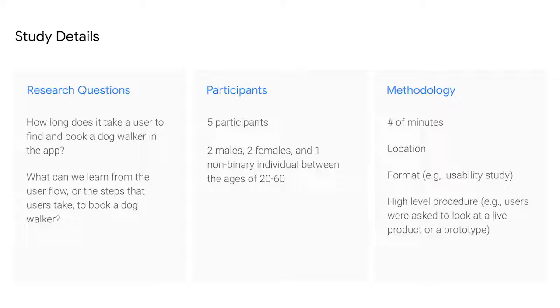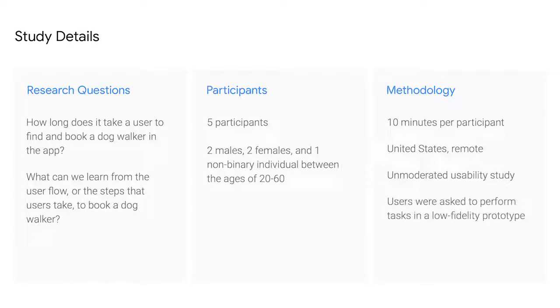I'll list each participant's session as 10 minutes in length. For location, I'll write United States. Remote, because each participant went through the usability study in their own home. The format is an unmoderated usability study. Finally, I'll provide a high-level overview of the procedure. I'll type, users were asked to perform tasks in a low-fidelity prototype.